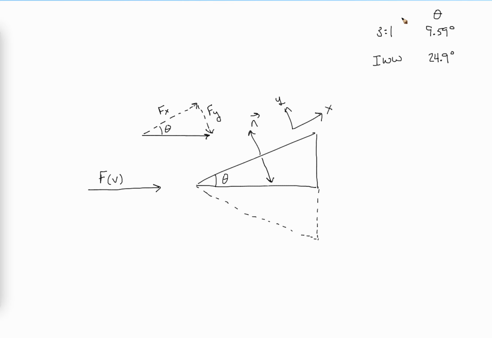I've got two examples, a 3-to-1 broadhead. This angle is a little bit less than 10 degrees, 9.59 degrees. For the Iron Will, this is just something I measured really quickly. I don't have this number from the website. I didn't see it, but I did measure it from some pictures of the Iron Will. It's 24.9 degrees.